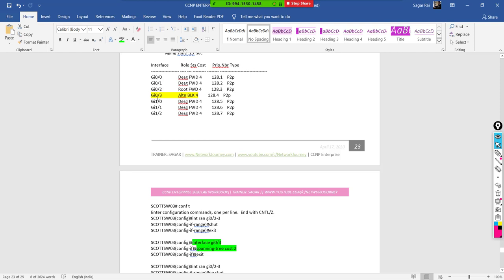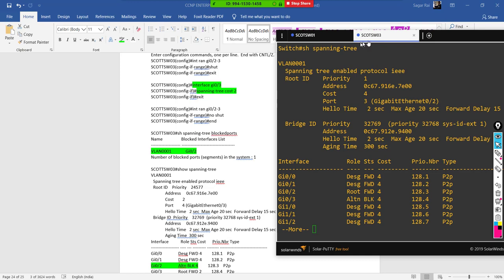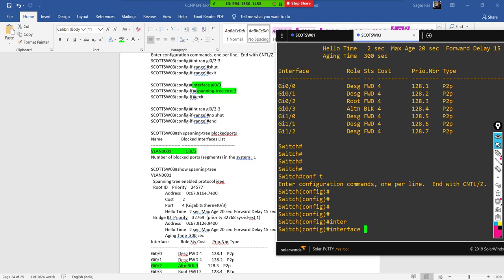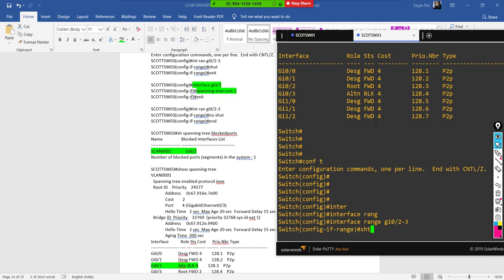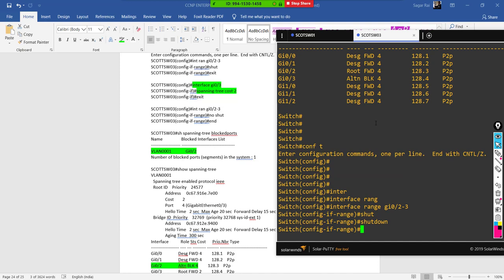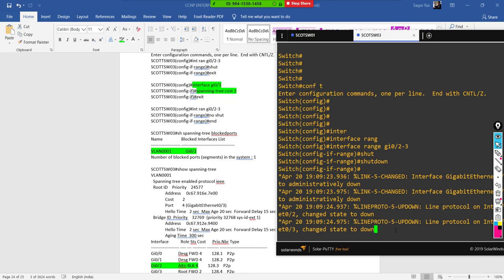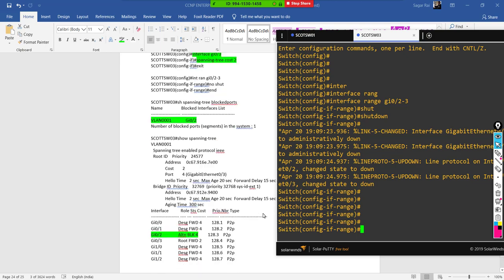So as I told you, 0/3 is blocked. Now I want to make this route forwarding, and I want this one to be the alternate, blocked. So what I'll do is, first I will go to the configuration mode of switch 3. I'll go to interface. I have two interfaces, so I'll prefer the range command. I will say 2 and 3 should be shut down because I'm making some port changes. When I'm shutting down this particular thing, my STP is also going down. Once it goes down, now I will change the spanning tree cost for this.